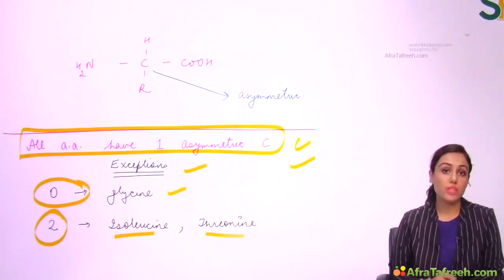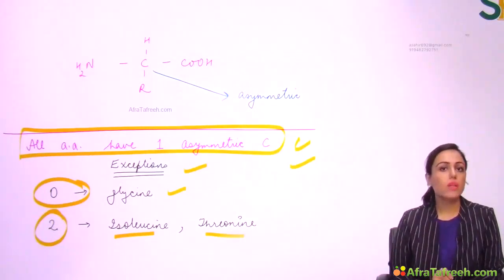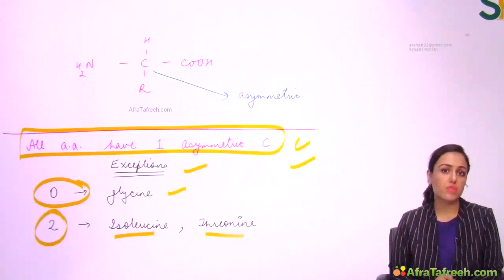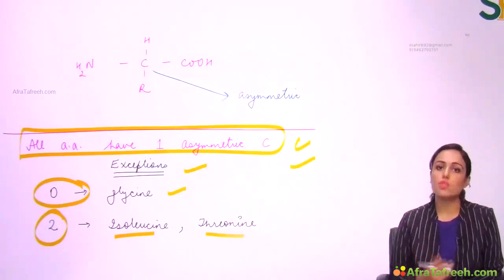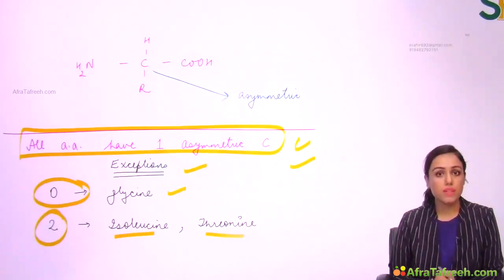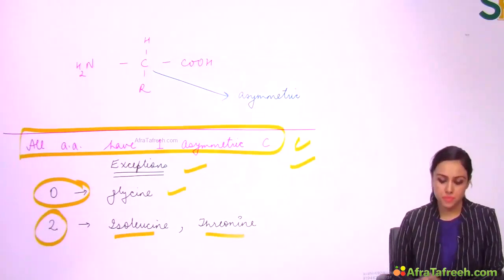So these isoleucine, threonine, they have two asymmetric carbons. Now learn one more thing here, that isoleucine and threonine, they have two asymmetric carbons in their structure. So it is very difficult to make these two amino acids in the body. So I can say that these two are essential. That is, we have to take them in diet. We cannot make them in body, right?